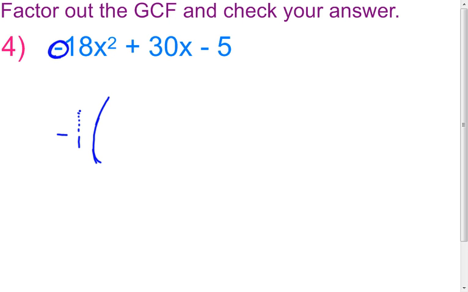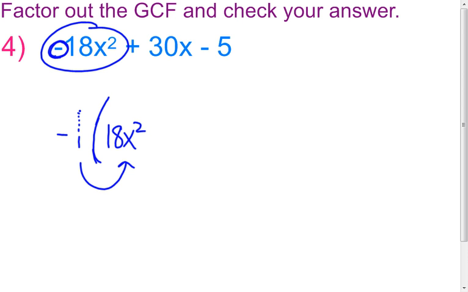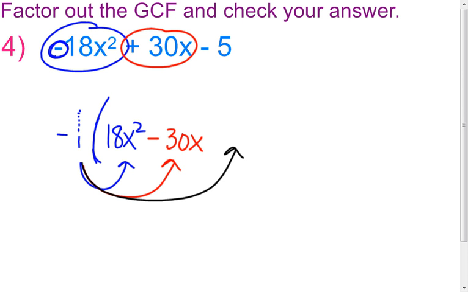And so now I need to figure out this. Negative 1 times what gives me negative 18x squared? And that would be positive 18x squared. Okay? And then I'm going to go on. Negative 1 times what gives me positive 30x? And that would be negative 30x. And then I need to figure out negative 1 times what gives me negative 5, and that would be positive 5. And that's where that ends, okay?